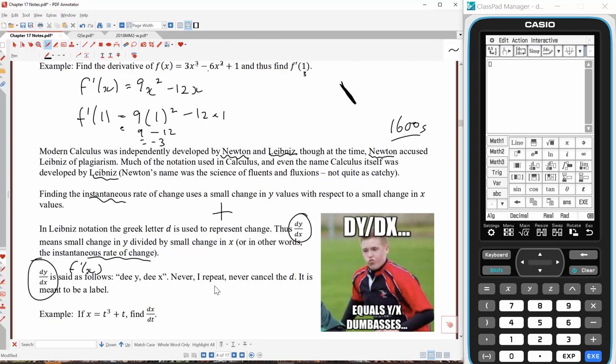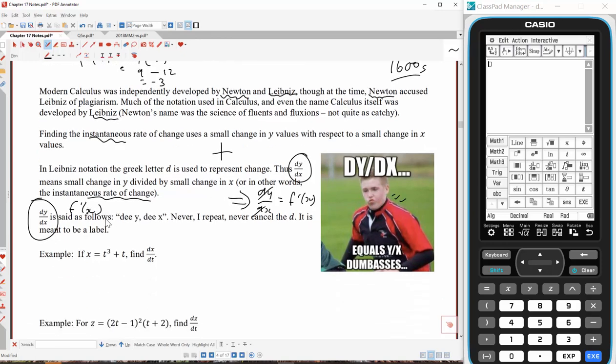All right. Now, never, I repeat, never cancel out the d's. It's meant to be kind of a label for the derivative. Okay, so dy dx. Okay, we don't want to see those d's cancel out to give us y over x. Okay, it's a label. It's basically the same as f dash x. Okay, and I've had this graphic in my notes for some years now, and no student of mine has ever done this on a paper. So I'm going to keep this bloke in, okay, because I'm hoping that you see this and go, oh yeah, no, d's can't cancel out.